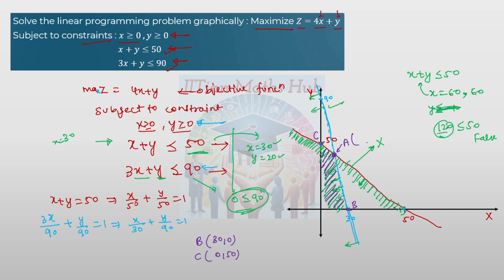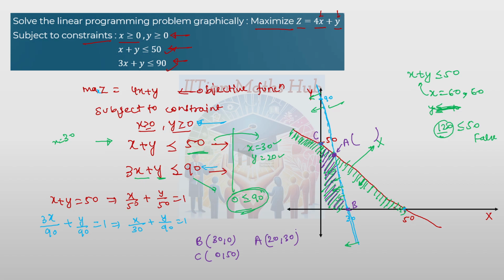The coordinate of A we don't know, and that can be found by solving the equations. If we solve both equations, we can directly get the point. Has anyone solved it and can tell me the point? What are the points? Correct, so 20 comma 30 we will get by solving these two equations.